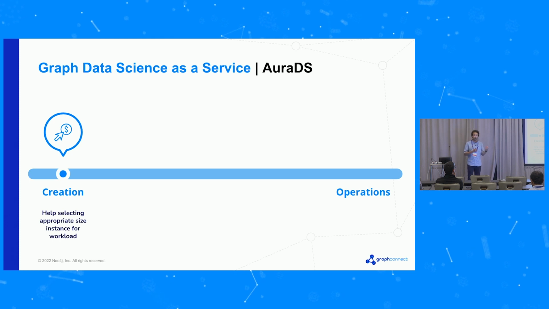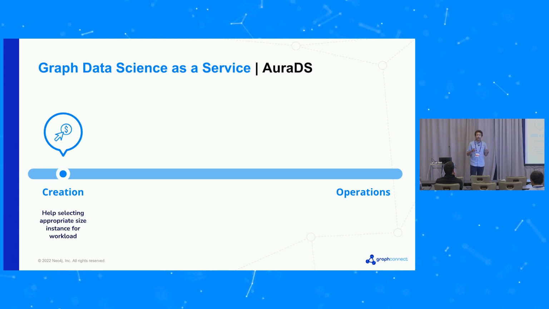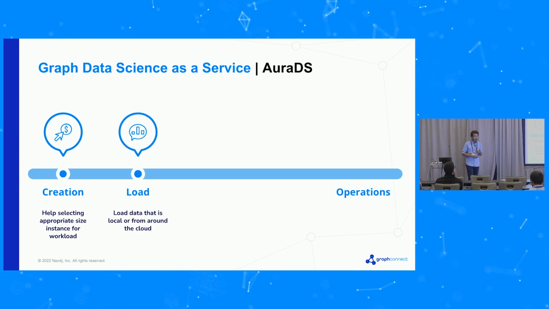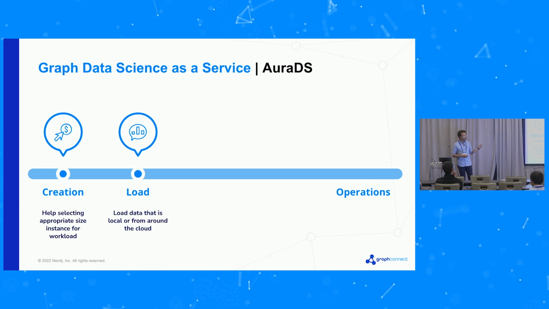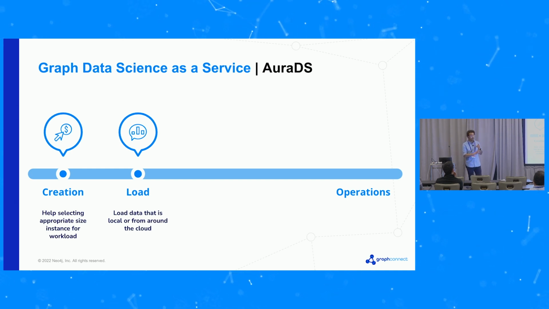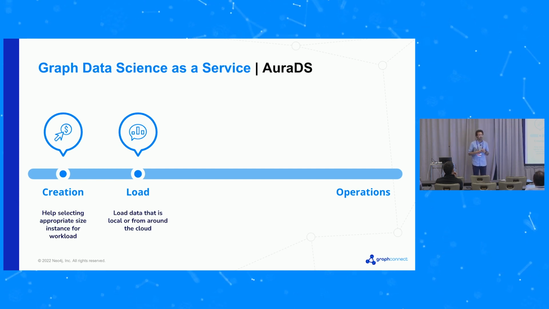You don't have to keep going back and changing your instance up and down. Because it is a fully managed service, you can scale up and down depending on your needs afterwards. It's easy to load data from in and around the web, or in and around the cloud, or from locally. So you saw this morning the data importer, if you want to take CSVs from your local instance and bring that into your AuraDS instance.